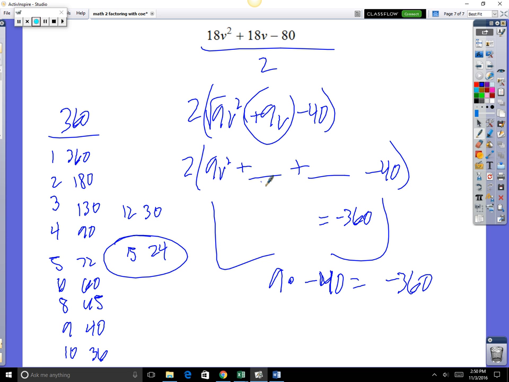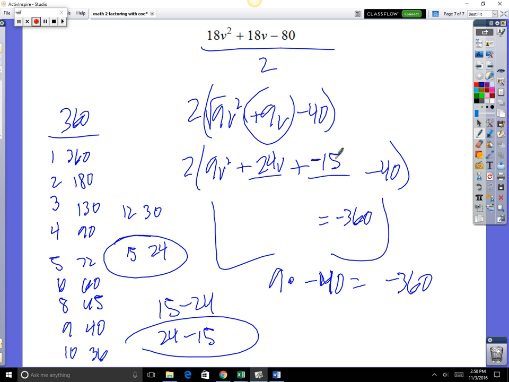It's 15 and 24. So here we go. It's got to be a positive 9. So is it 15 minus 24, or is it 24 minus 15? It's going to be 24 minus 15. 24v minus 15v. There we go. So 24 times negative 15 equals negative 360, and 24 minus 15 equals a positive 9. So those two are the ones.